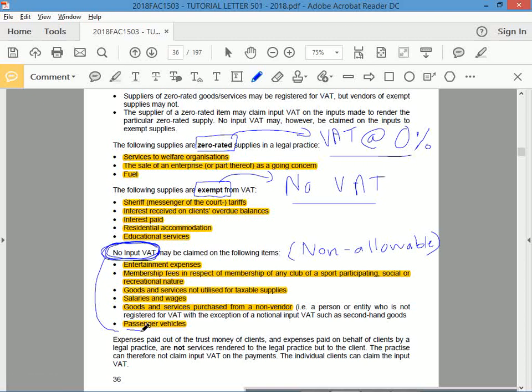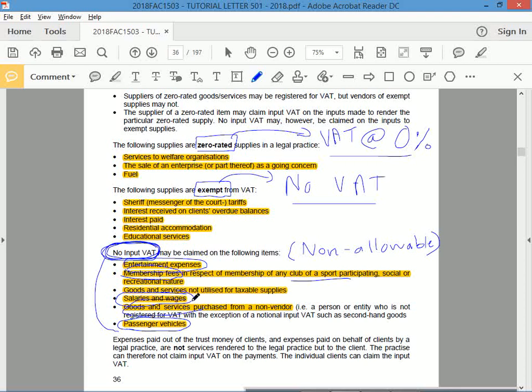So for example, a passenger vehicle. Buy a delivery vehicle. Don't buy a passenger vehicle. Why? Because they want to encourage businesses to grow. They don't want to encourage entertainment. They don't want to encourage membership fees to clubs.